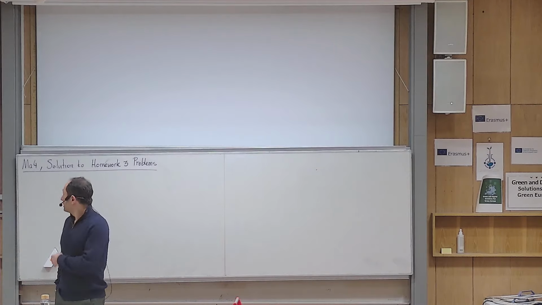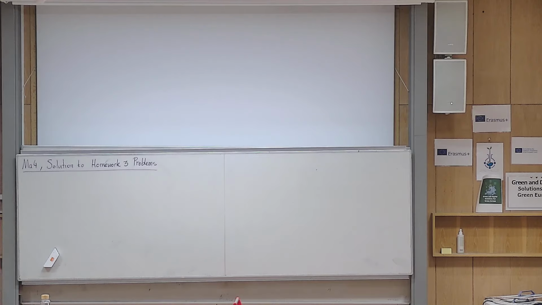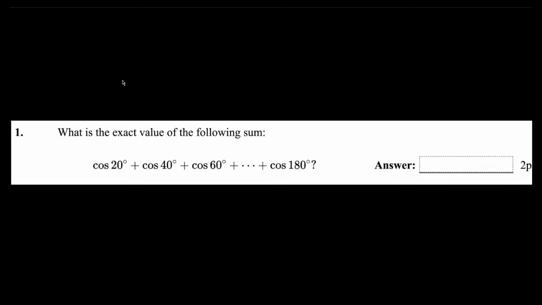Okay, good morning. So let us solve the problems in homework 3. The first question, what is the exact value of the following sum? Cosine 20 degrees plus cosine 40 degrees up to cosine 180 degrees. So let me write the problem on the board. We can start there.